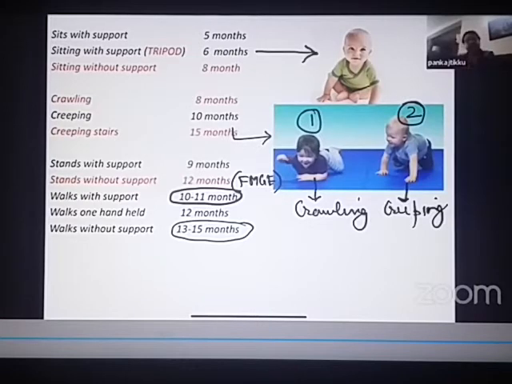Stands with support 9 months, stands without support at the age of 12 months. Walks with support 10 to 11 months, walks one hand held at 12 months, and walks without support at the age of 13 to 15 months. All of these are still gross motor milestones, and the next slide I will show you is again some more gross motor milestones.